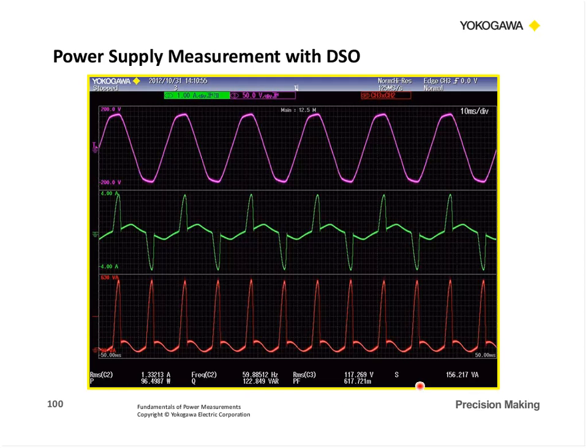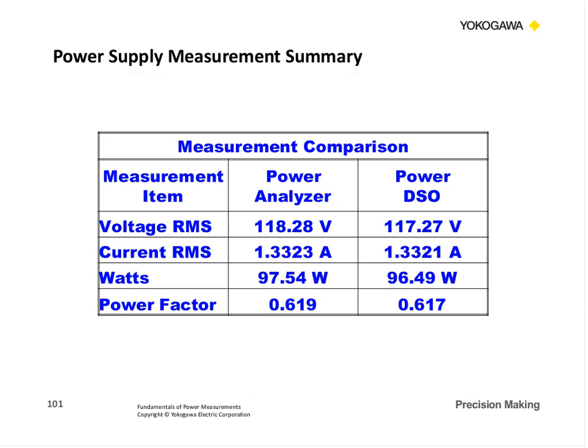If we compare these, here's the comparison that we had. There's a little bit of difference between the power analyzer and the scope, due to differences between the probes and just the accuracy of the measurement. So these are things you need to take into consideration. The power analyzer is going to be a calibrated, traceable measurement. This is what we call a reference measurement.